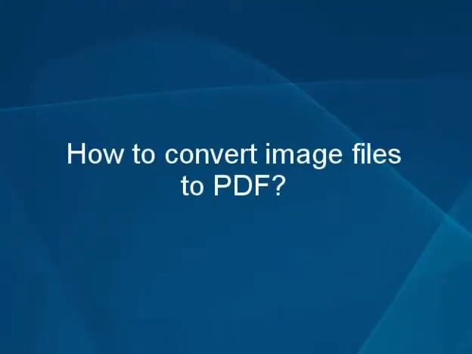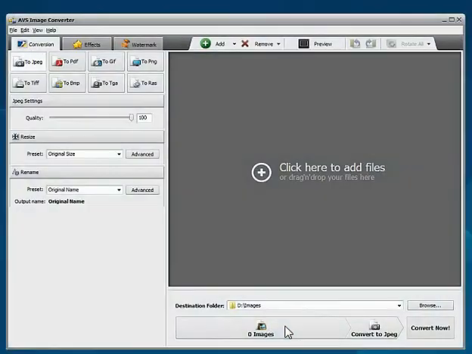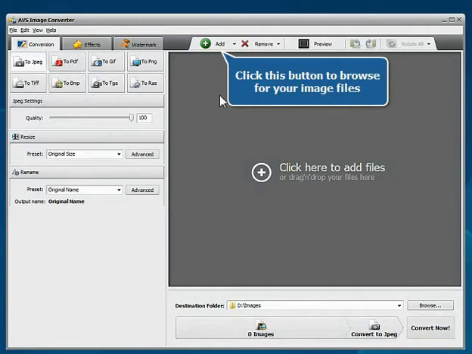How to convert image files to PDF format using the AVS Image Converter. Step 1. Load your images into the AVS Image Converter. The main program window is opened.